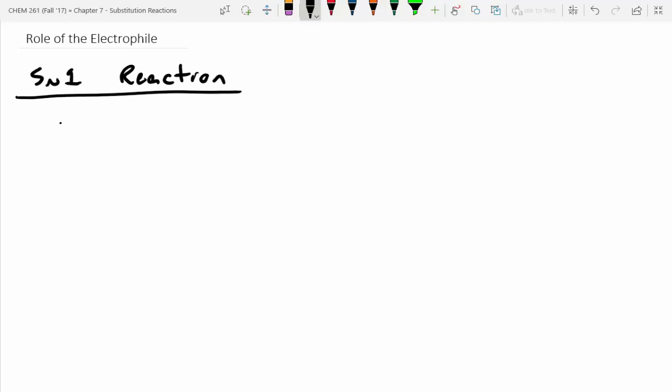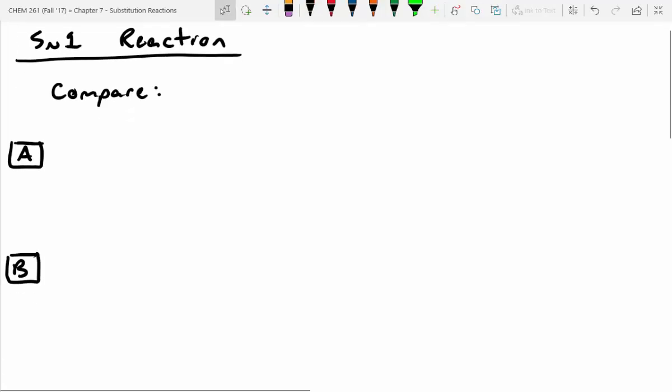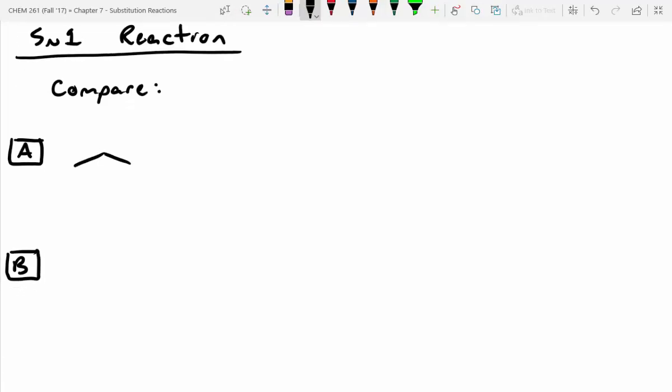Okay, so let's compare these. And I'm going to label this reaction A. I'm going to label this one down here reaction B. Okay, in reaction A, I've got an ethyl group with the leaving group on it. And I've got a nucleophile. Again, our nucleophile has a negative charge, just for this example. And then for reaction B, same thing. I've got a nucleophile with a negative charge, but now I've got a tert-butyl group with a leaving group attached.